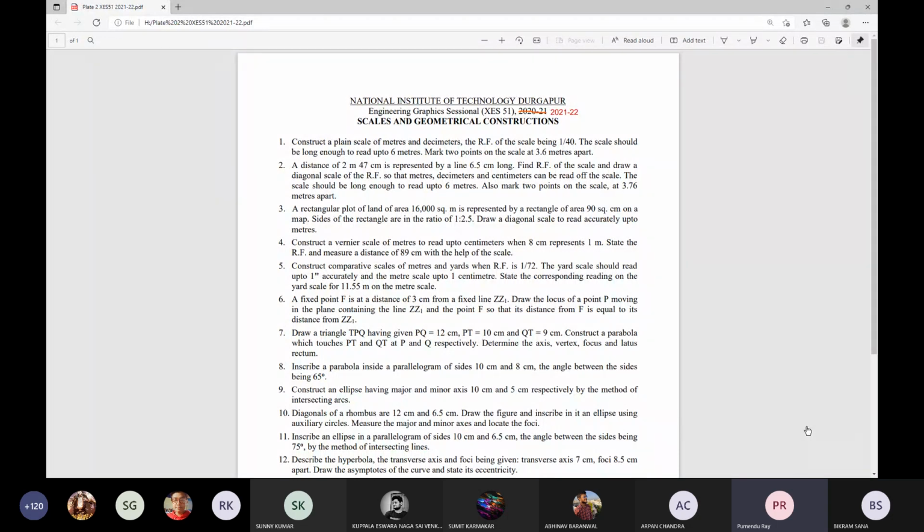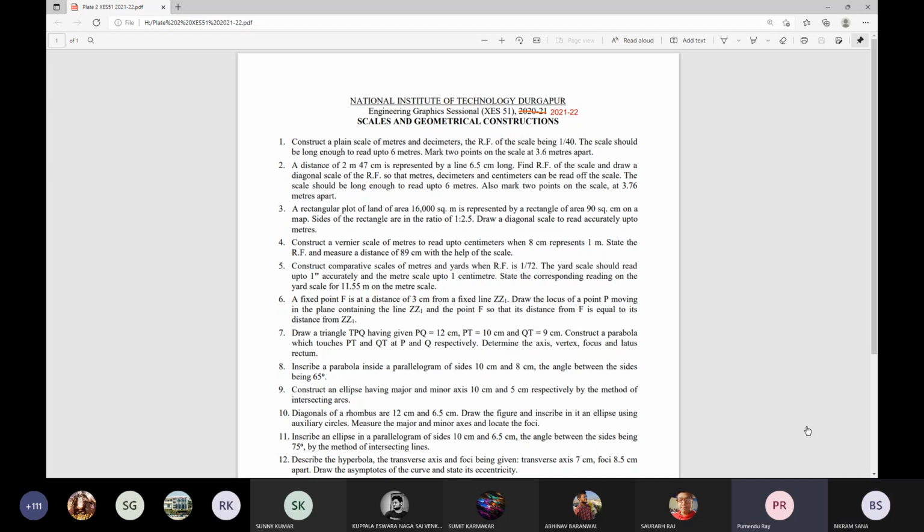The dimensions are given in the form of area. So 16,000 square meter is represented by a rectangle of area 90 square centimeter. So 90 square centimeter divided by 16,000 square meter multiplied by 10 to the power 4, that is in square centimeter. Then we have to do the square root.